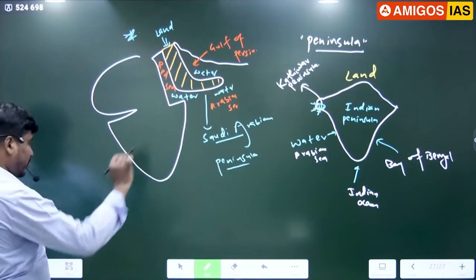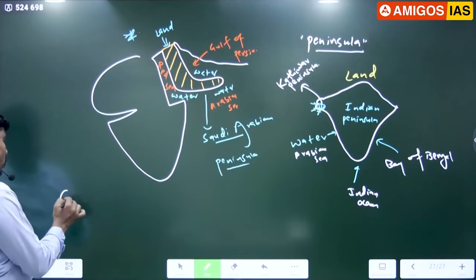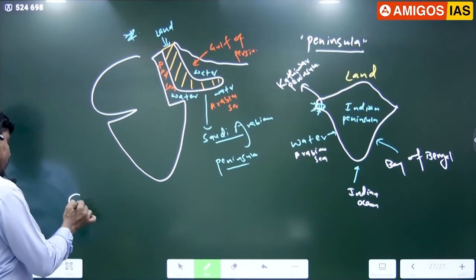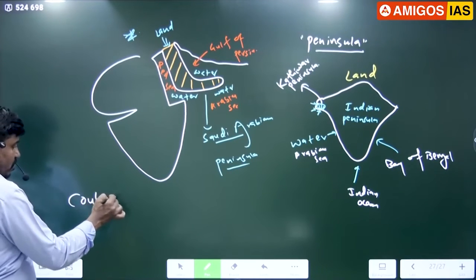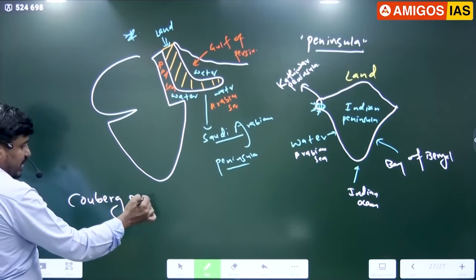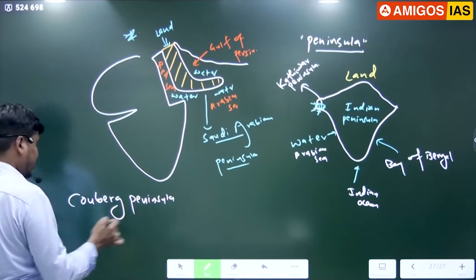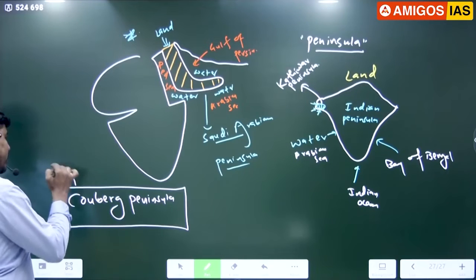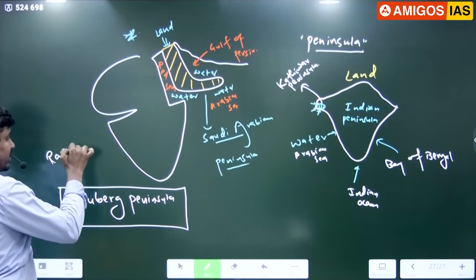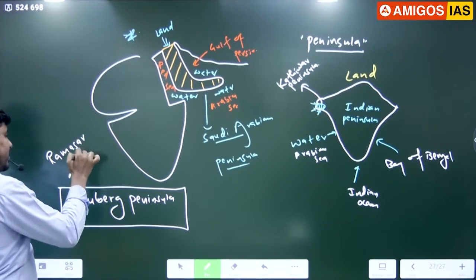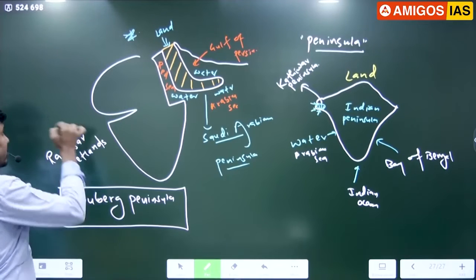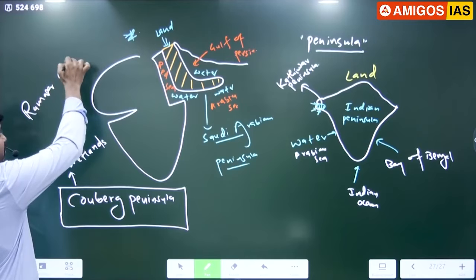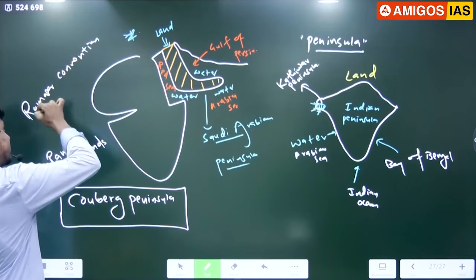Okay, there is one more peninsula, a very famous peninsula in Australia. We call it the Coburg Peninsula. And it is very important you remember it, because it's the world's first Ramsar wetland. You might have heard about Ramsar wetlands. Ramsar wetlands are wetlands selected under the Ramsar Convention.